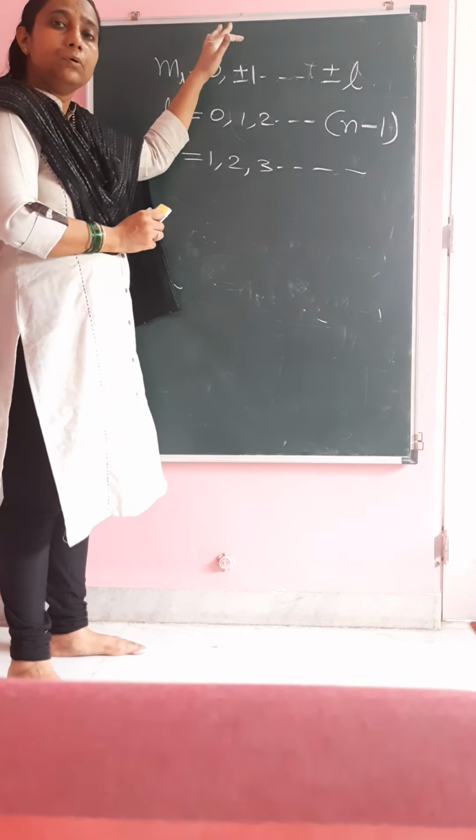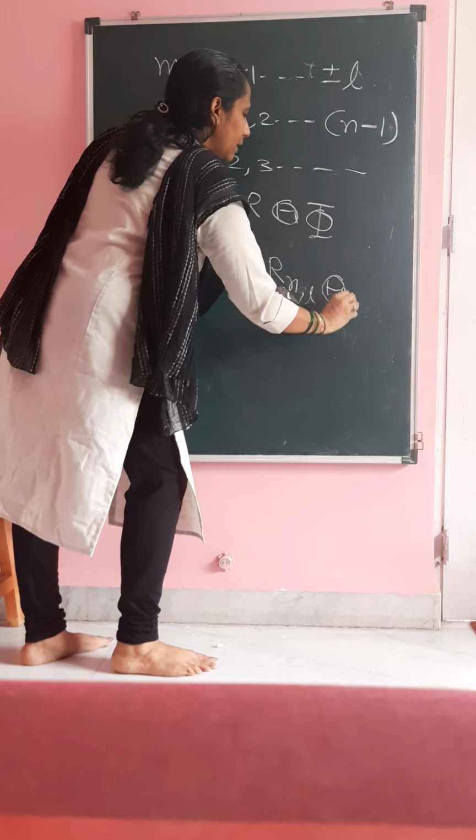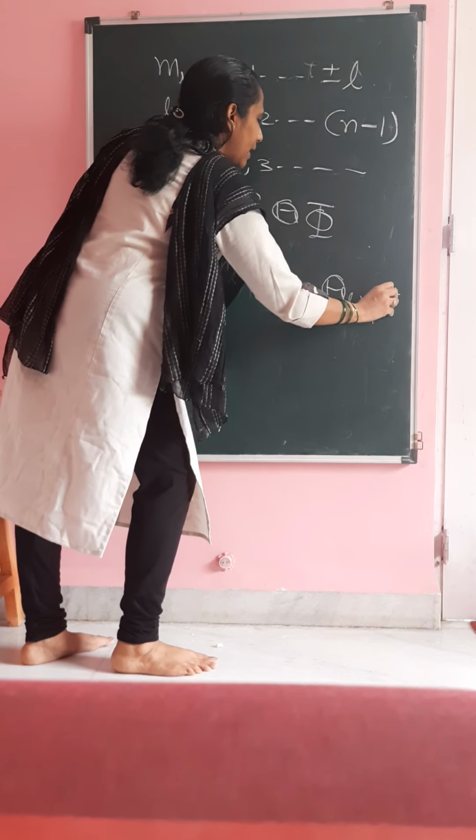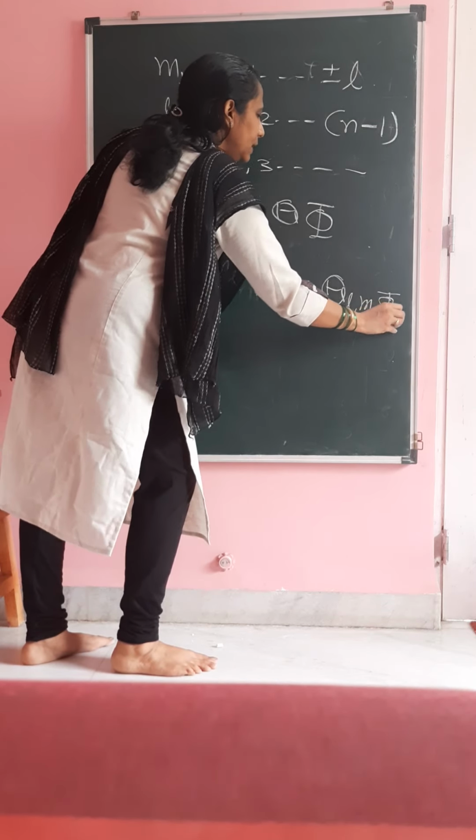Now, psi in all has three quantum numbers: n, l and ml. But for r, theta and phi independently, we don't have all three quantum numbers together. For r, we have n and l. For theta, we have l and ml, and for phi we have only ml. So now we can write psi in terms of r, theta, phi. I hope you have understood this.